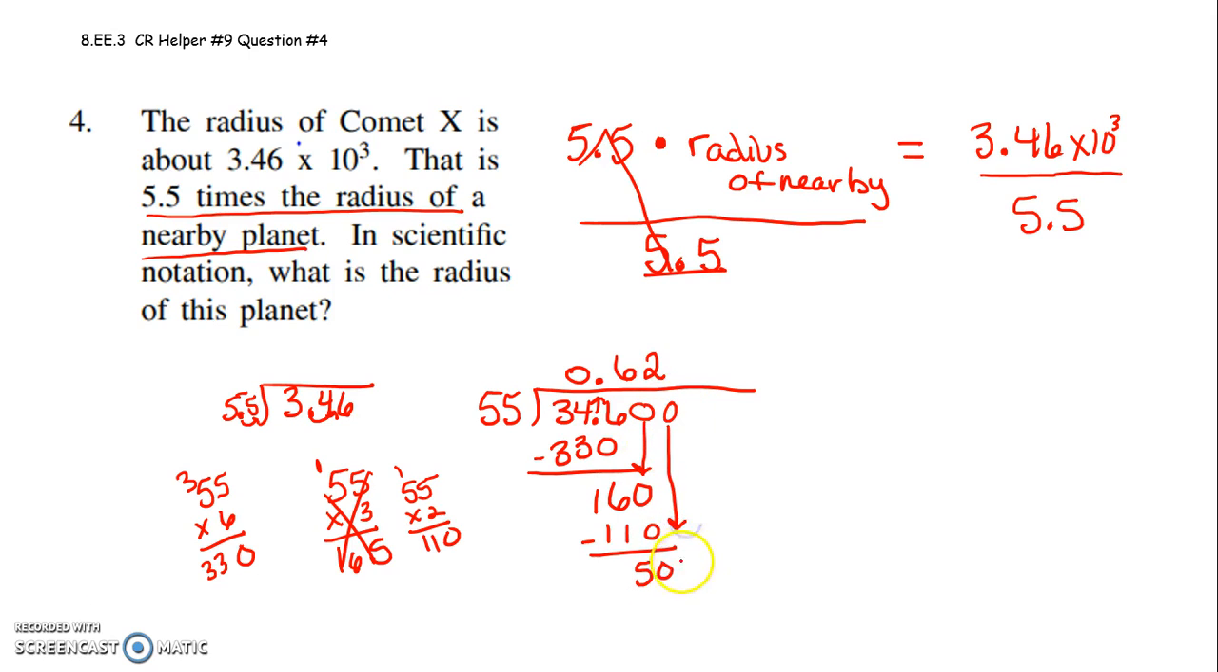Drag down a 0. Drag down a 0. 500. How many times does 55 go into 500? Well, 50 would go into 500 10 times, so this would probably be a 9. I don't know how much further I'm really going to go out. I think I'm going to leave this at this point and just leave it as an estimation. 55 times 9. 9 times 5 is 45. Put down a 5, carry 4. 9 times 5 is 45, and 4 more is 49.